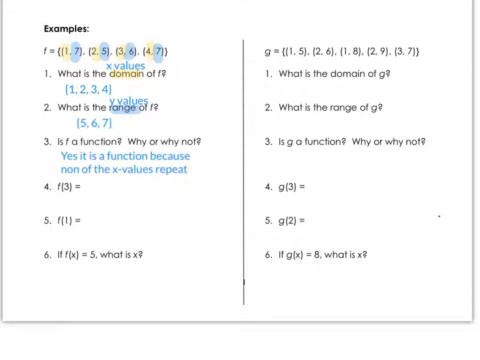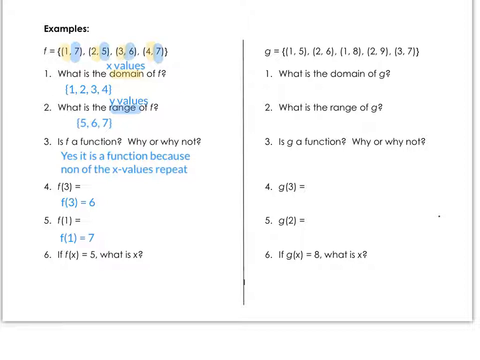Okay, find f of 3. Well, remember that these are always written as f of x, so the 3 is in place of the x. So basically, I want to know what's the y value when x is 3. If I look up here, the x value of 3 is paired with a y value of 6. So f of 3 is 6. Okay, the next one says find f of 1. Again, the 1 is an x value. So when the x value is 1, what's the y value? It's 7. So f of 1 equals 7.